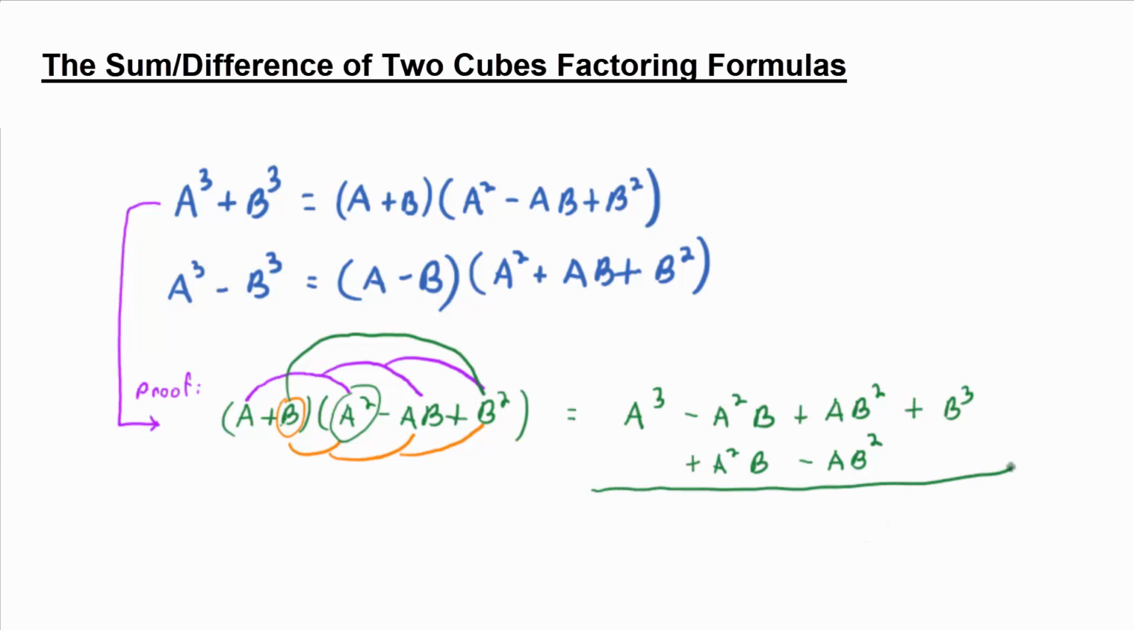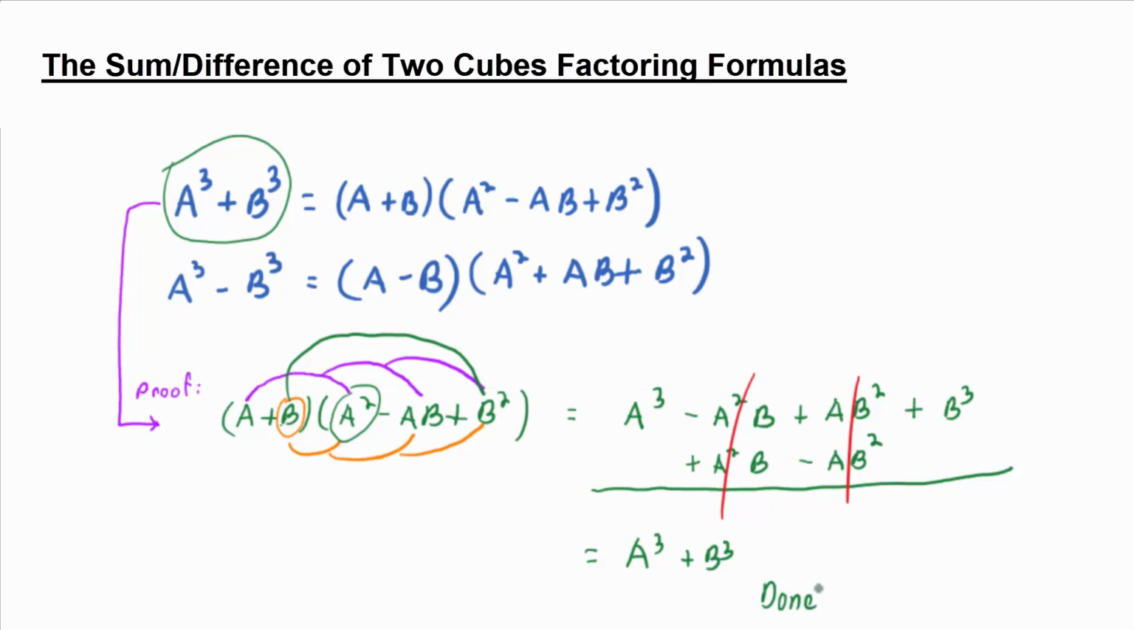Add vertically, what happens all there in the middle? Minus a squared b plus a squared b. They cancel out. These guys cancel out too, and what are you left with? Exactly what you're supposed to be left with, what was originally the left-hand side of the formula, right? So that's it. That's the proof. You just proved it. Or you just looked at a proof of it.